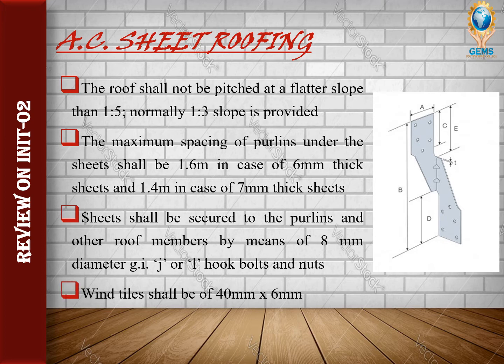Then the wind ties. That is not tiles, that is ties. Wind ties shall be 40 mm cross 6 mm. In the image you can see this is called wind ties. It is used to prevent damage from high wind, so for that purpose it is inserted in the roof. The dimensions will be 40 mm cross 6 mm.